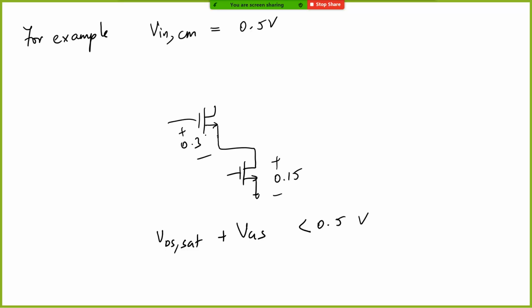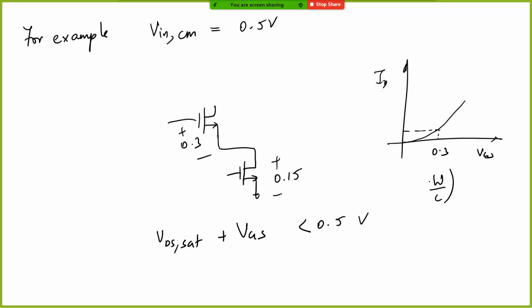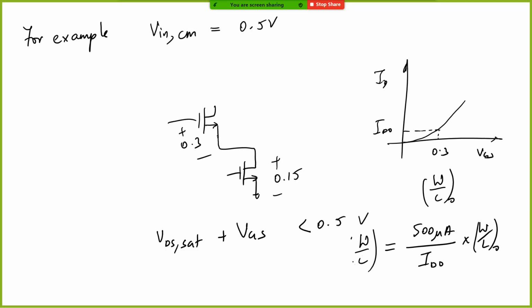You go to your curves and look at your ID versus VGS. You say, at 0.3 volt for some W by L naught, what is the ID naught that I'm getting? And I want, let's say, 500 microamps to flow through this, and therefore I will scale my W by L ratio such that I meet my current. So you will do 500 microamp divided by ID naught, times W by L naught, and this will be your W by L for M1. You understood? This is the way you design.